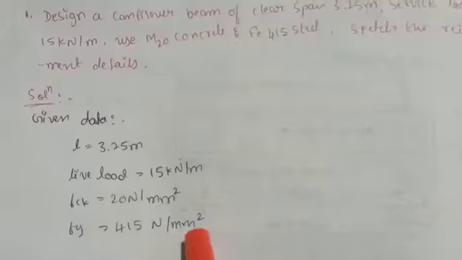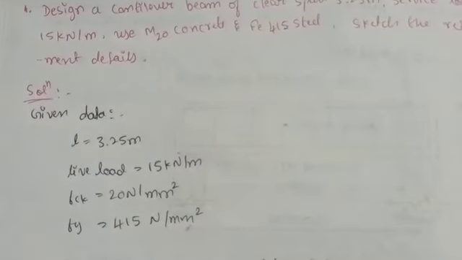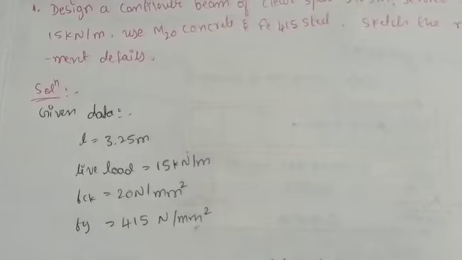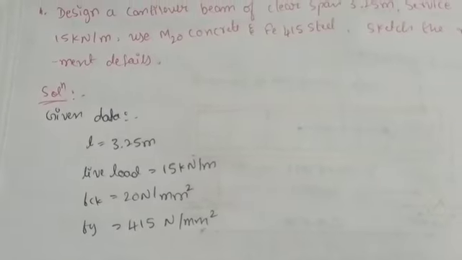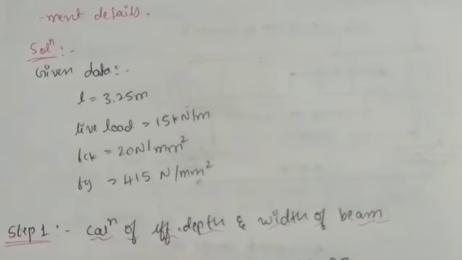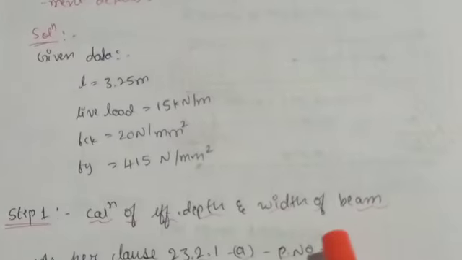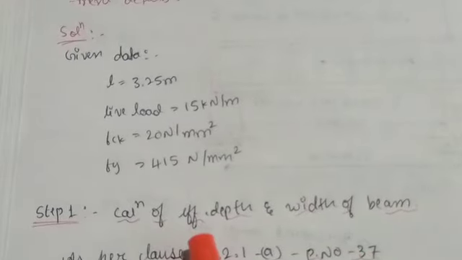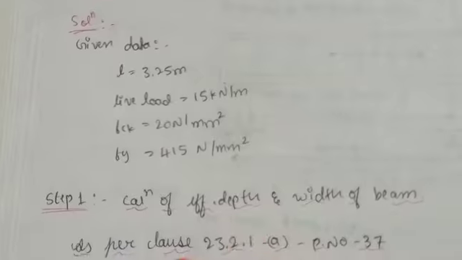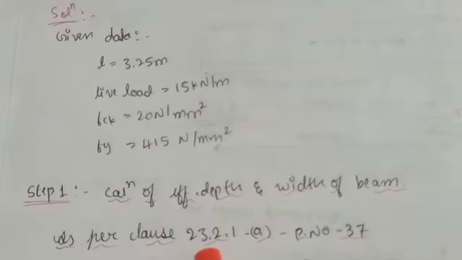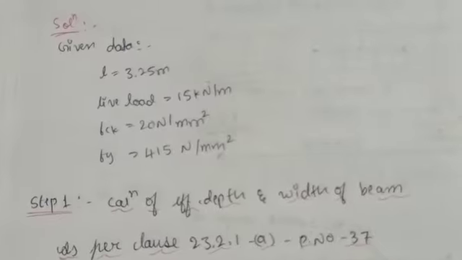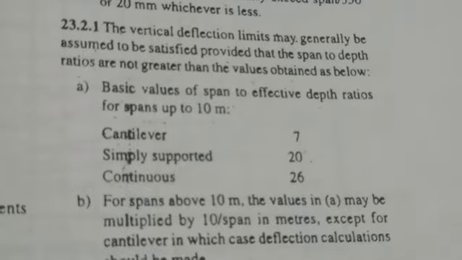To start the problem, the first step is the effective depth, which is necessary for all the calculations. So step 1 is calculation of the effective depth and width of the beam. To calculate the effective depth as per clause 23.2.1a, page number 37, let's see what they have said.